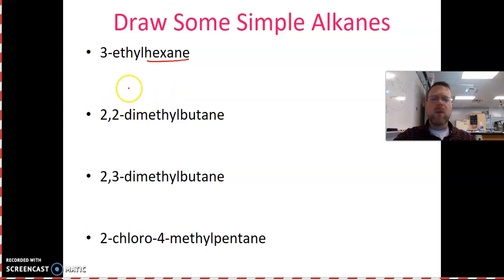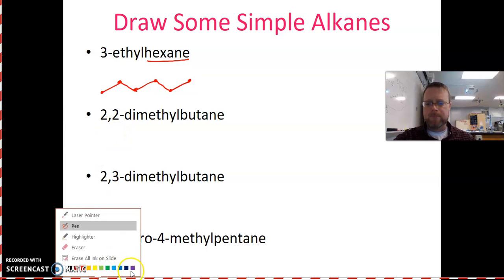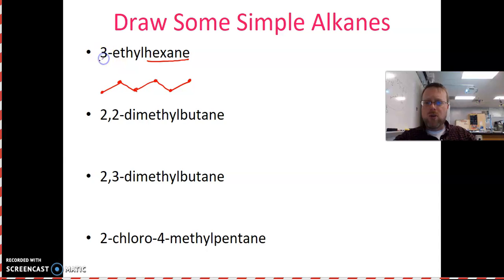Now, if you're doing line angle formulas, keep in mind your first carbon is going to be as soon as your pen touches paper. So this will be carbon number 1, and then carbon 2, 3, 4, 5, and 6. Okay? So that's the hexane part of the compound. Then if I want to show this attachment, well, it's an ethyl attachment, which means it's a 2 carbon big attachment. And that number 3 tells me where on the chain it is.